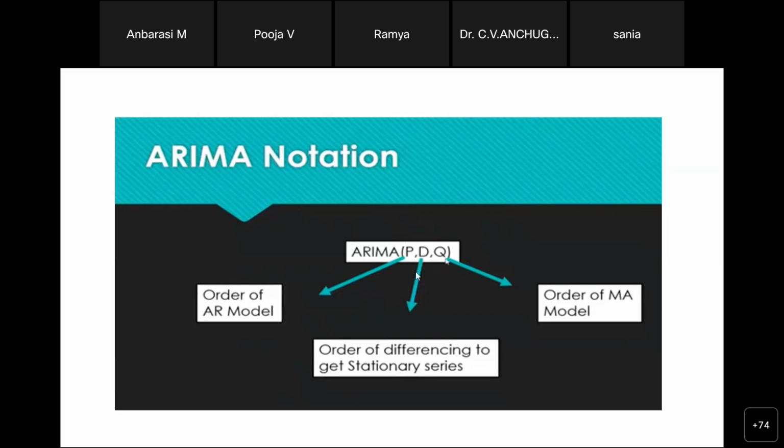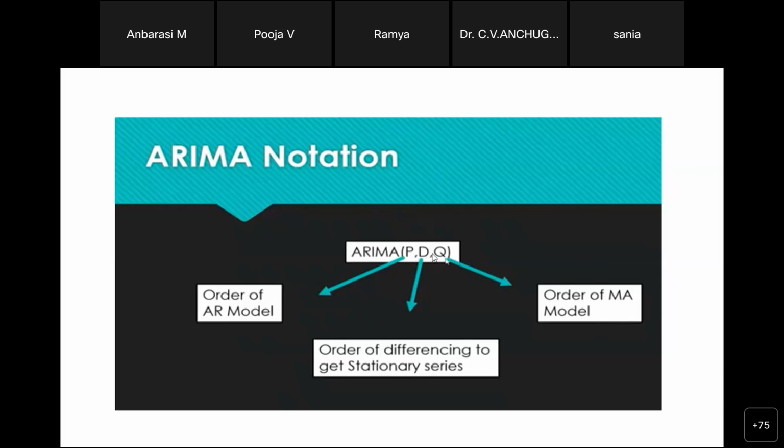Generally, the ARIMA model has 3 arguments. P is the order of the AR model, D is the order of differencing to get the stationary series, and Q is the order of the moving average model. Generally, the ARMA model has 2 arguments, P and Q. But here in the ARIMA model we have 3 arguments, P, D, Q. P is the order of AR, D is the differencing to get the stationary series, and Q is the order of moving average.